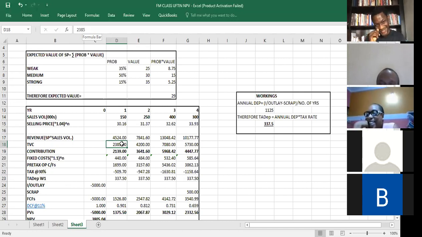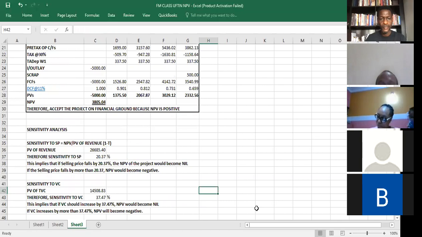Okay, so all I'm saying is if we added 1 plus 37.47% to our variable cost for all the years, then we'll see that the NPV will become 0. Do you get the point? Yes. Okay, so let's just continue. We have very little time, so let's do our sensitivity.